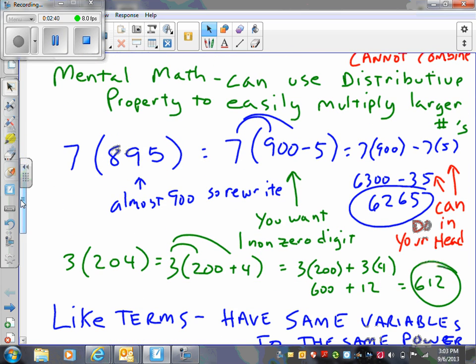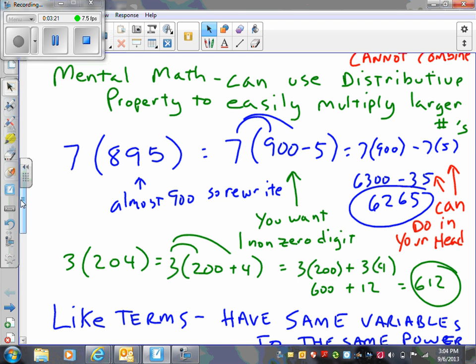One way you can use the distributive property is for mental math. You can use it to multiply big numbers easily. If you have 895, it's almost 900. So you could write 7 times 895 as 7 times the quantity 900 minus 5. Notice that with 900, you want just one non-zero digit. So 900 is okay, because if I multiply 7 by the 2 zeros, they don't matter. All I have to worry about is 7 times 9, which is 63. Then I tack the 2 zeros on, and I get 6,300. 7 times 5 is 35, so you go 6,300 minus 35, and you get 6,265.